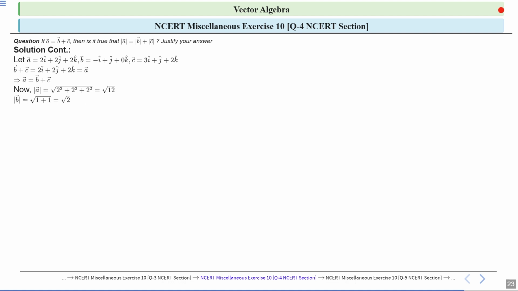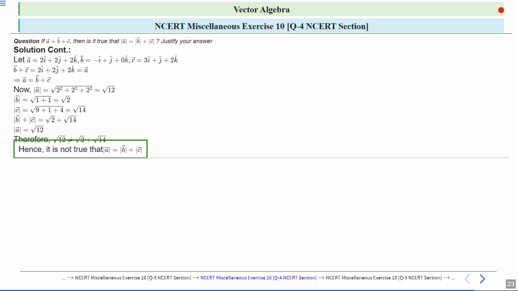And magnitude of B vector will be equal to root over 1 plus 1, which is root 2, and magnitude of C vector will be equal to root over 9 plus 1 plus 4, which is root 14. So magnitude of B vector plus magnitude of C vector will be equal to root 2 plus root 14. Got it? And magnitude of A vector is root 12. Therefore, we can say that root 12 is not equal to root 2 plus root 14. Hence, it is not true that magnitude of A vector is equal to magnitude of B vector plus magnitude of C vector, right? So this is basically our final answer, okay?